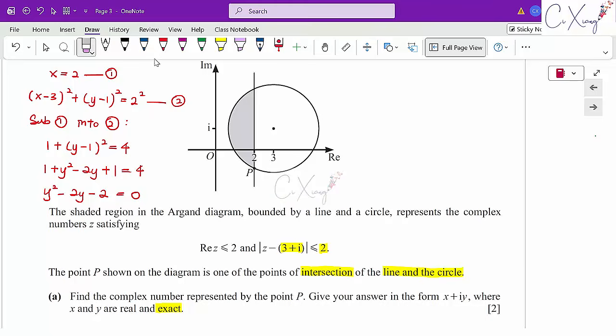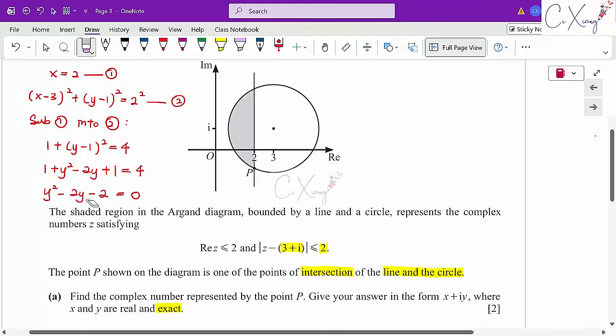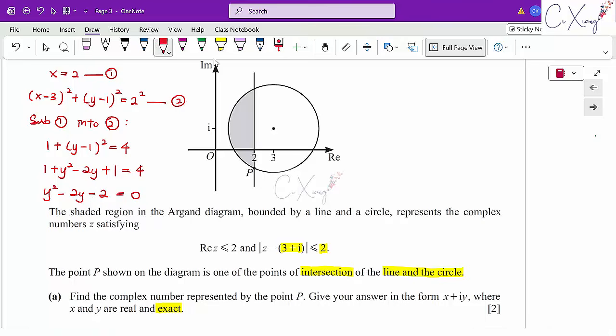Then to get the value of y, of course, you have to solve it, right? If you look at this quadratic equation, I don't think that we can factorize it. So what we do is solve it by using the quadratic formula, where you should have negative b plus or minus the square root of b squared minus 4ac. So what is your b squared here? It will be negative 2, squared. So b squared is negative 2 squared, minus 4, a is 1, c is negative 2, then divided by 2a.